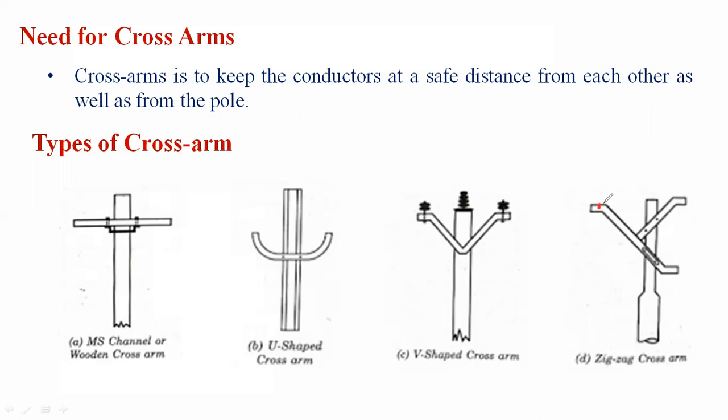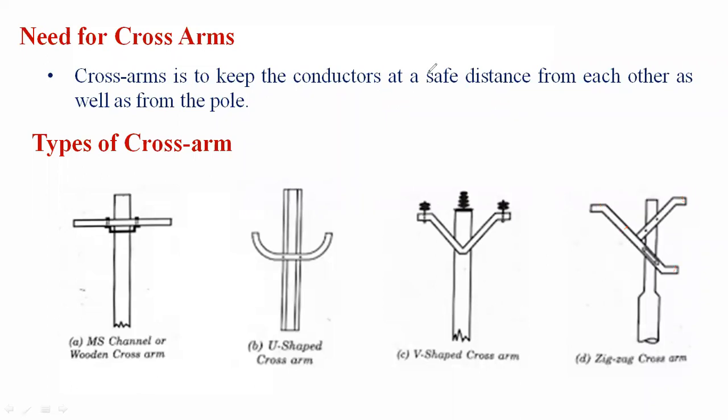Here they are fitted to the insulator. This is used for single as well as double circuit. And at the top of the insulator, the conductors are laid. These are the various types of cross arms.